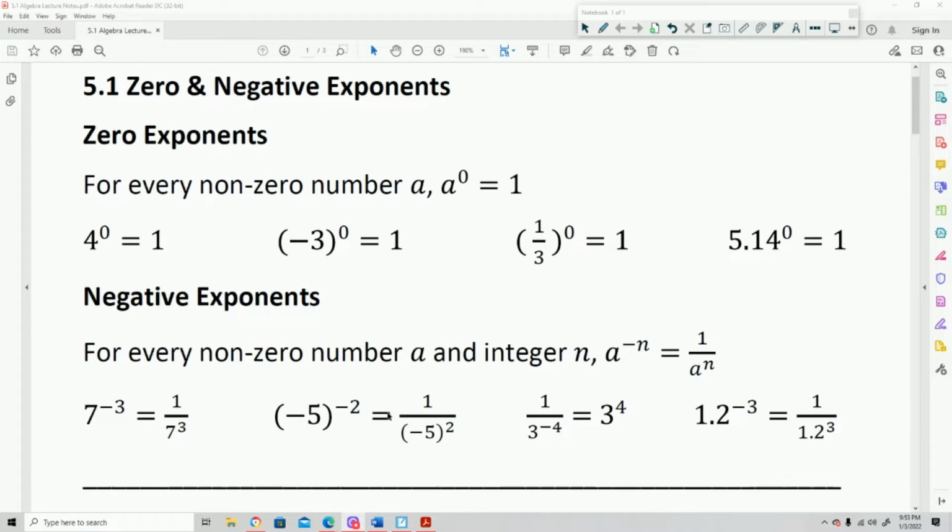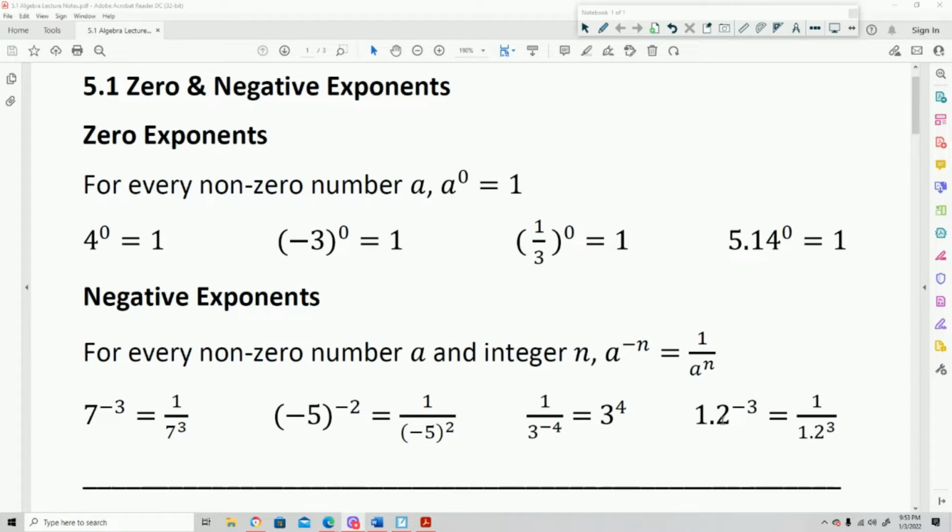Negative 5 to the negative 2 is equal to 1 over negative 5 squared. The negative comes off when it's moved to the denominator. The negative means to move it. Now this one is in the denominator. It's 3 to the negative 4 in the denominator. To move it, you move it up to the numerator. And when I do that, the 1 is just multiplied to that, so the 1 really is not needed. It is 3 to the 4th in the numerator. The negative comes off. Basically, you're just flipping this back over. You're taking the reciprocal of 1 over 3 to the 4th.